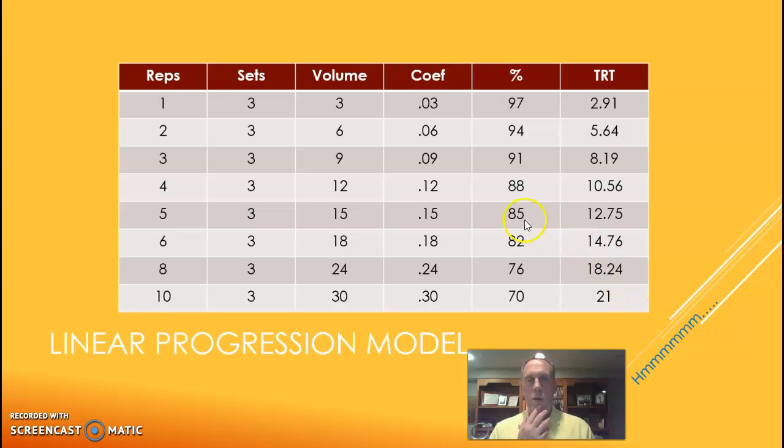Well, okay, if you go 3 sets of 1, your total relative tonnage is 2.91. And this starts to do this to you, right? You're like, well, wait a minute, your total relative tonnage, you're working pretty hard. This starts to beg the question, what is hard? What is light? What is easy? What is very hard? And you start to compare these.